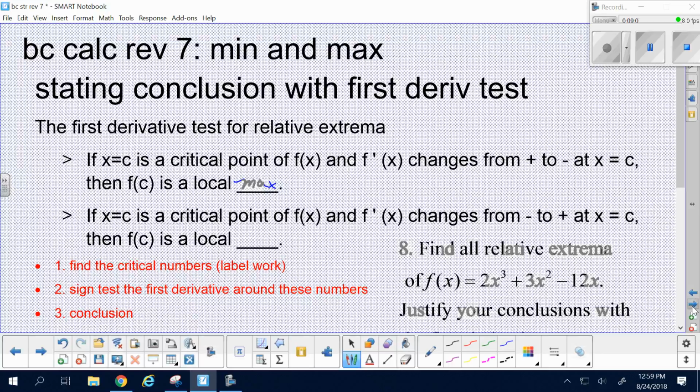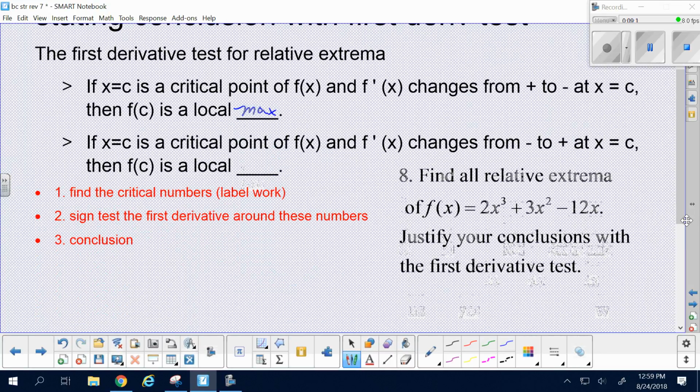Understood? Okay. If x equals c is a critical point of f, and f prime changes from negative to positive, it indicates a local min.